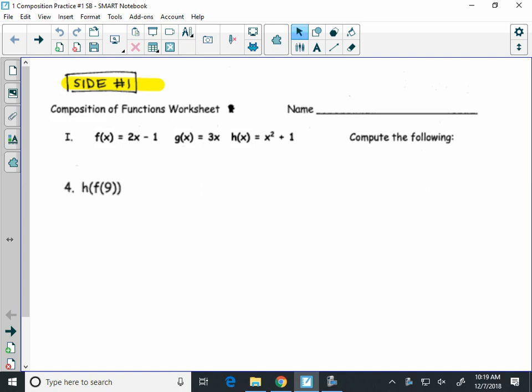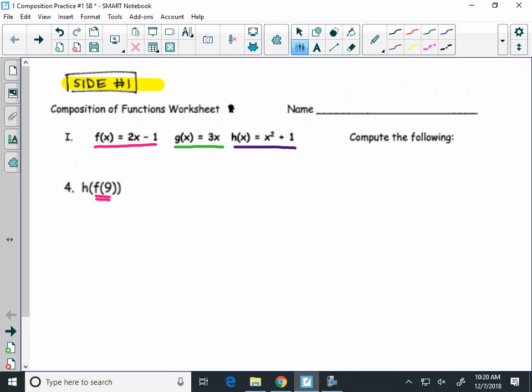So we're looking at practice 1, side 1. And number 4 here, we are using the functions stated above, f, g, and h. So let's give them all a different color. Here's f of x, here's g of x, and here's h of x. We want to find in number 4, h of f of 9. Remember, when we do composition of functions, we always start with what's on the right. And on the right here, we have f of 9. So that is where I start.